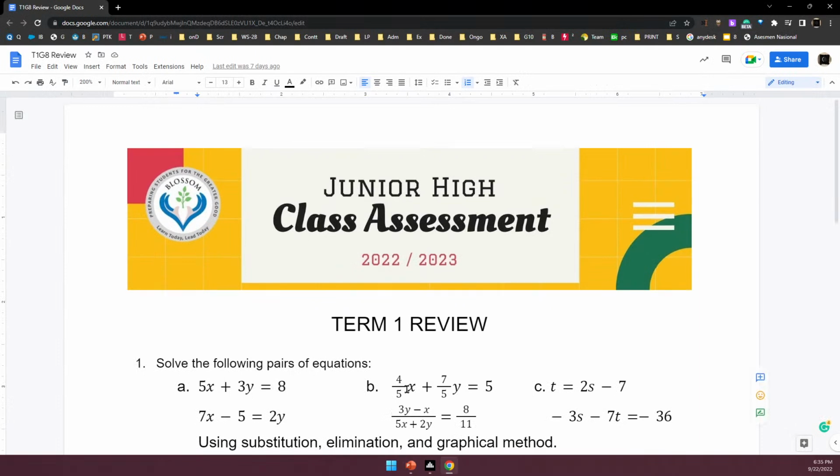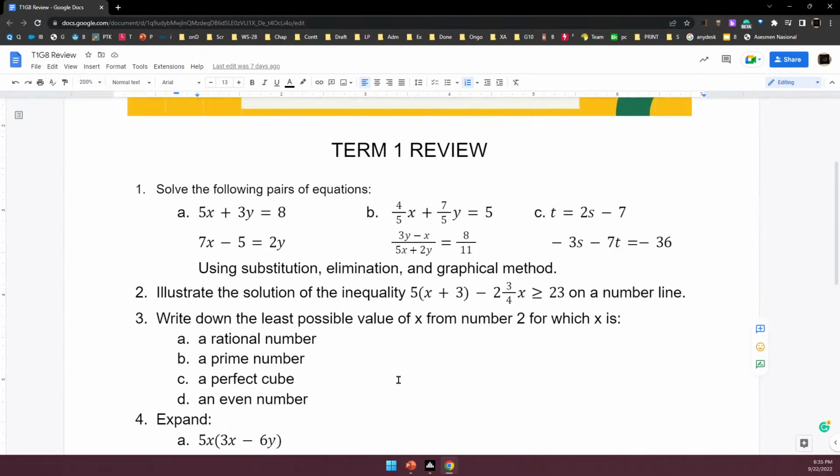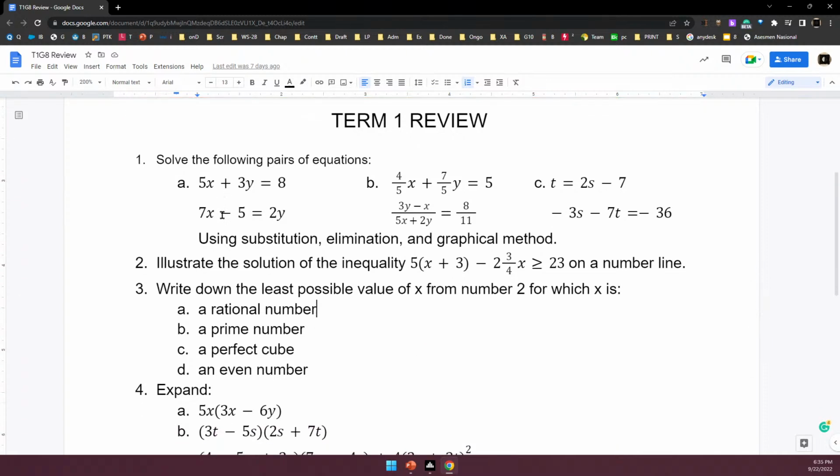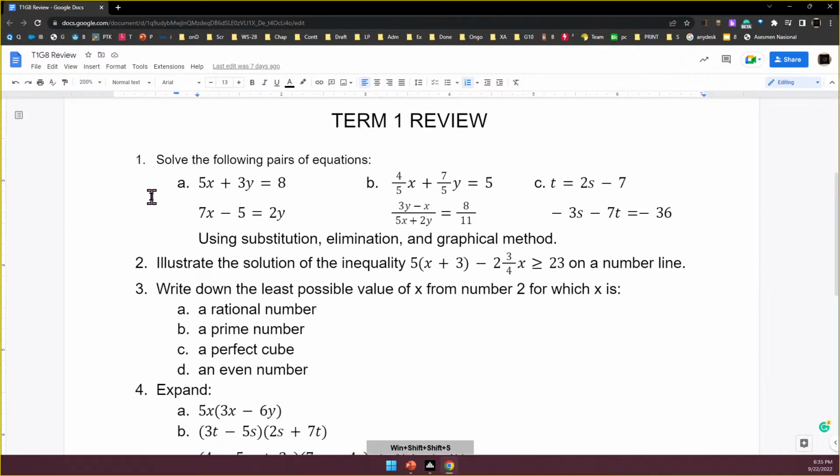So we will do the thermal review. I will discuss one by one, and after I will share the slides. Alright, so we will start with the first one. Let me screenshot this one first.